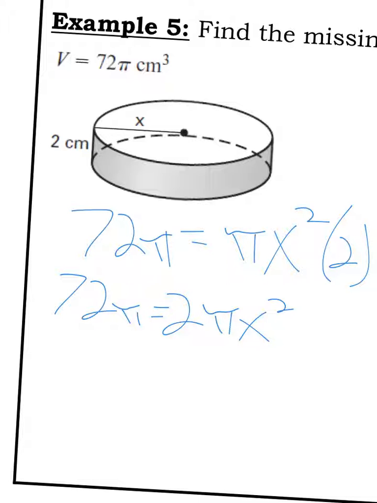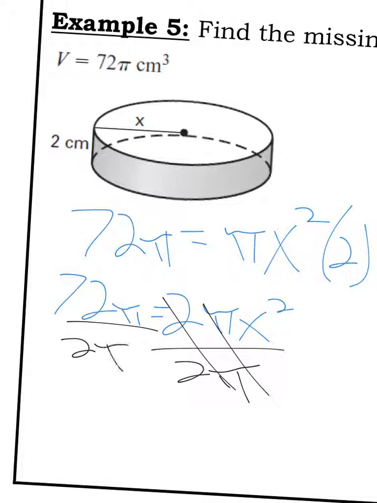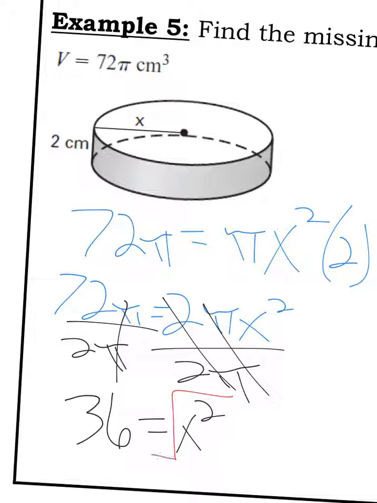So this is a straight up multiplication problem, so if you divide out 2 and pi, well, guess what? Look, these pi's cancel. So that's what I was saying. Don't get the decimal approximation because your pi's will cancel. So 72 divided by 2 is 36. So it says 36 equals x squared, which tells me I need to square root both sides. And that tells me x is going to equal 6 centimeters.